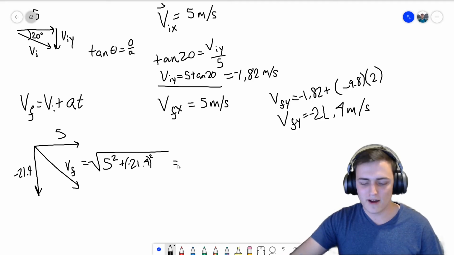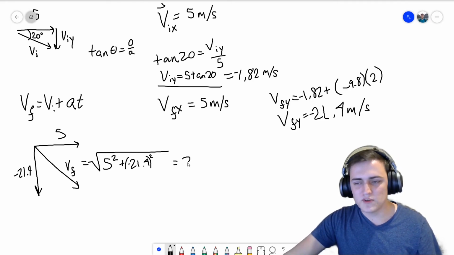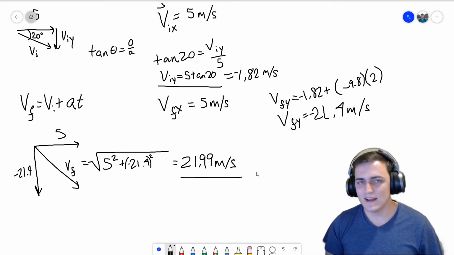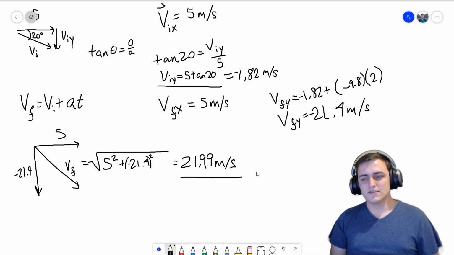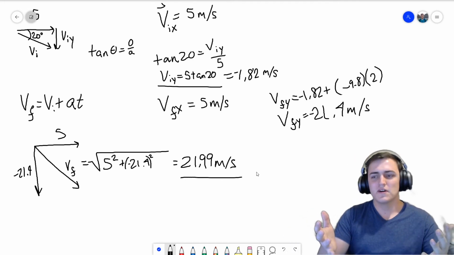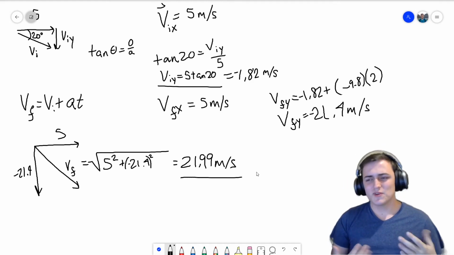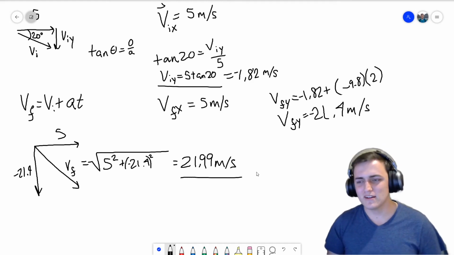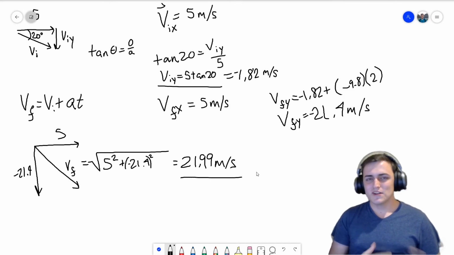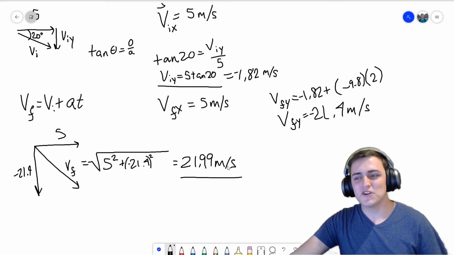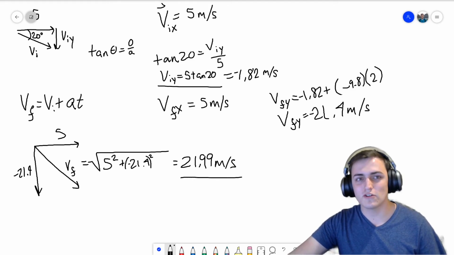And so we find v final to be 21.99 meters per second. And that is our final v final. That's our final answer, right? This is how fast it's going. But here in America, we don't know. Nobody really has a concept of what a meter is. And so we don't really know how fast a meter per second is. And it sounds pretty fast because a meter is a pretty long distance and a second goes by really quick. Going 22 meters per second is a pretty fast speed for a rock.